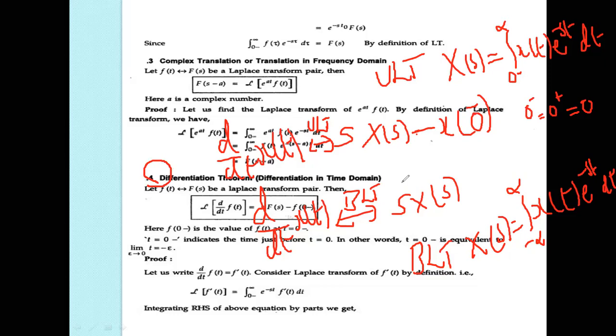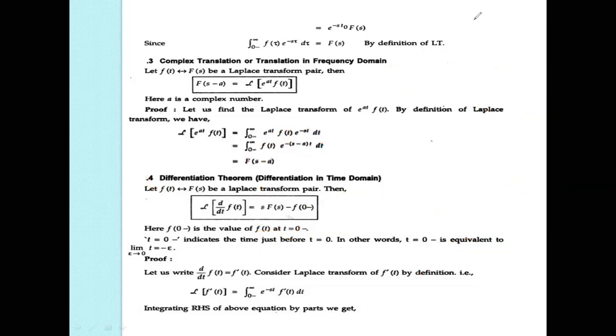We already discussed this in the last class. Coming to the next property, the integration property. We discussed it in the last class: the Laplace transformation of the integral from 0 minus to t of f of t dt is equal to F of s by s.